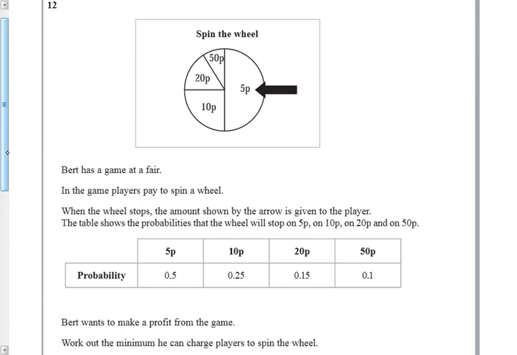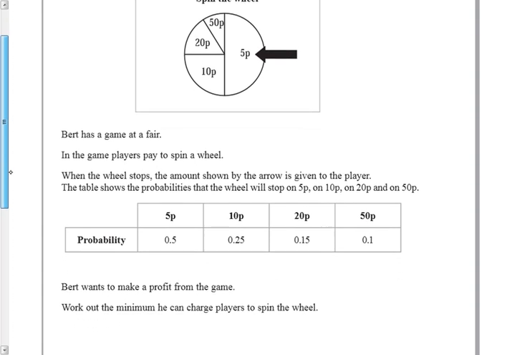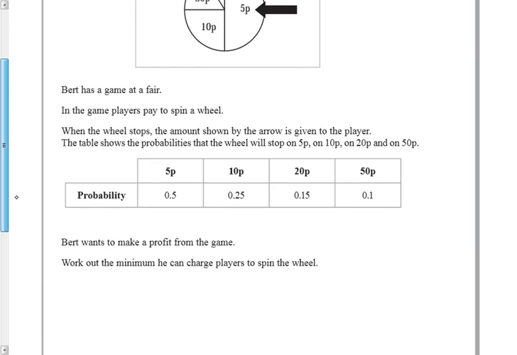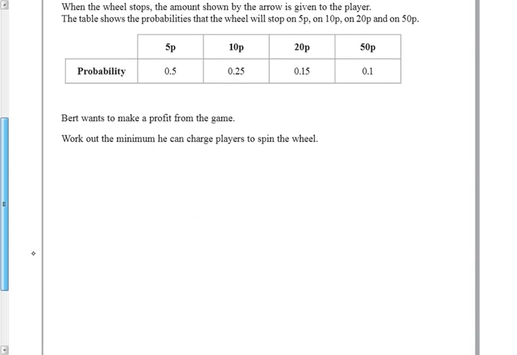In a game, players pay to spin the wheel, and it's going to stop on one of these and they win a prize depending on how much. Bert wants to make a profit. Work out the minimum he can charge players to spin the wheel. Well, there's a couple of ways of doing this.